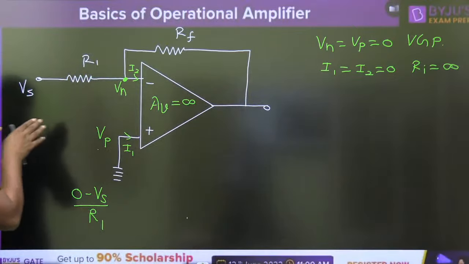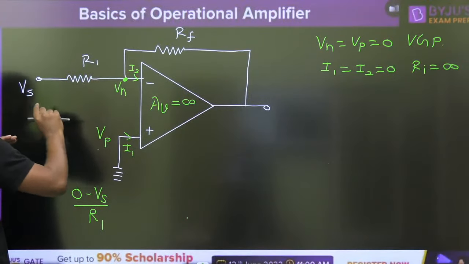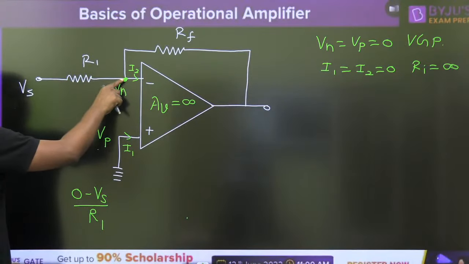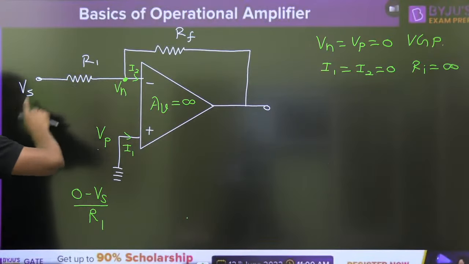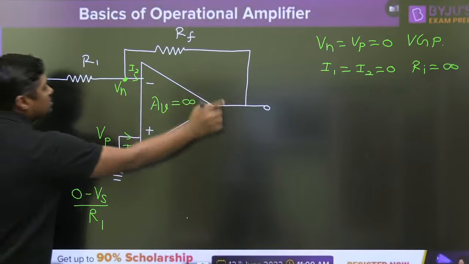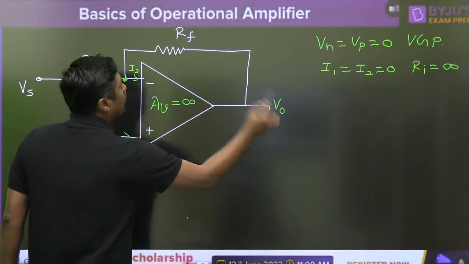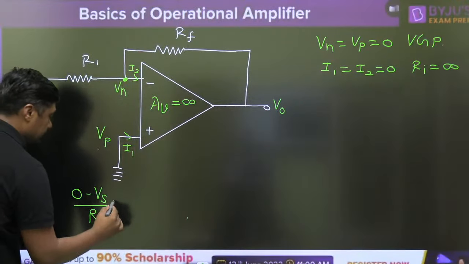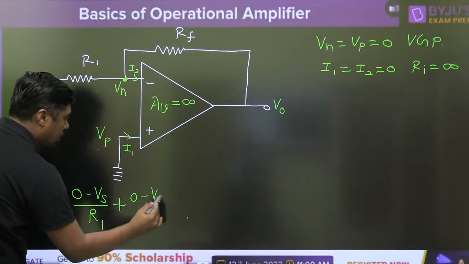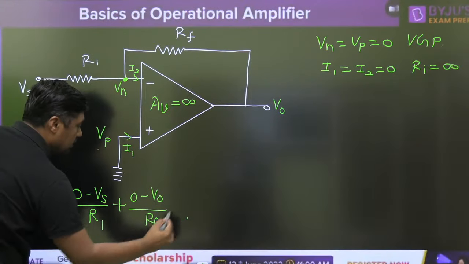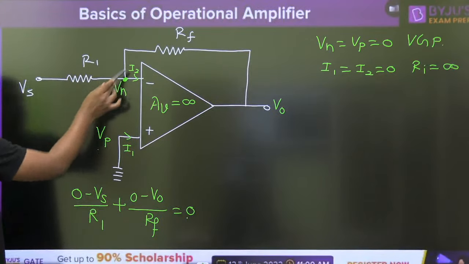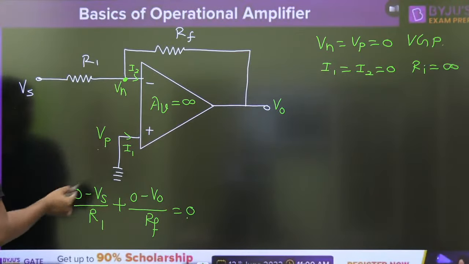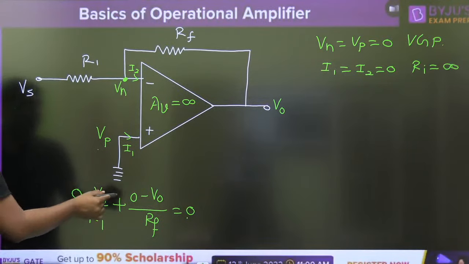Now this I1, this I2 is 0. Then we can apply the KCL at this point. That is a very simple approach for any diagram. 0 minus Vs by R1, 0 minus V0 by RF. Simple KCL. First, the virtual short concept. Second, remember I1 is equal to I2 is equal to 0. And third, apply the KCL, and that is the value.